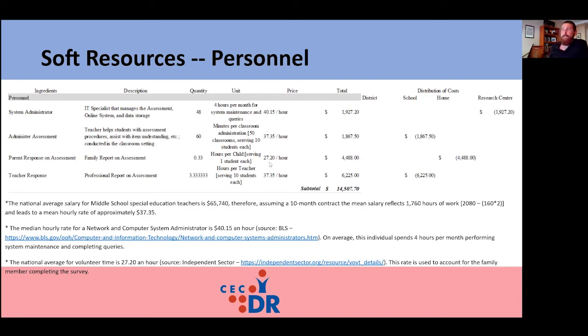So you'll notice that there's this hourly rate of $27.20. Here I have where I got that from. This is the national average for volunteer time. You might hear other people say maybe you should use $15 because it's more of a minimum wage. I know that's not the national minimum wage, but I've heard that used before. But it's an important point to make though.